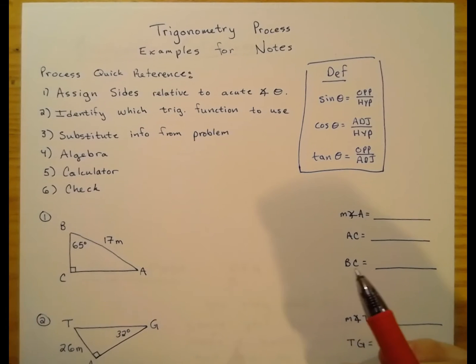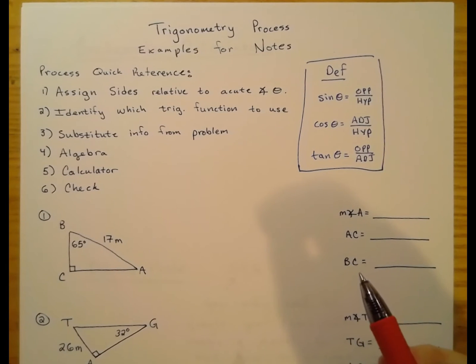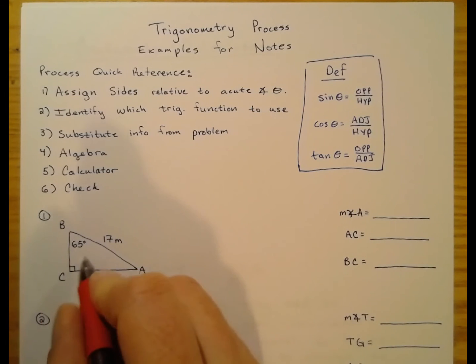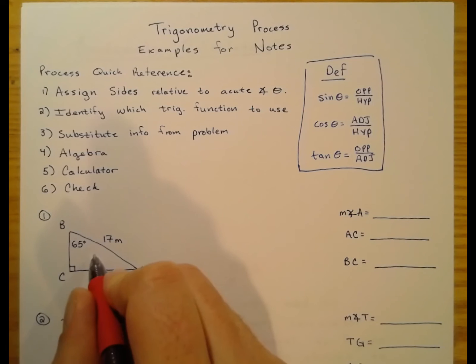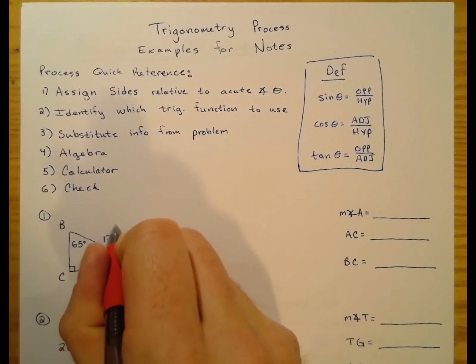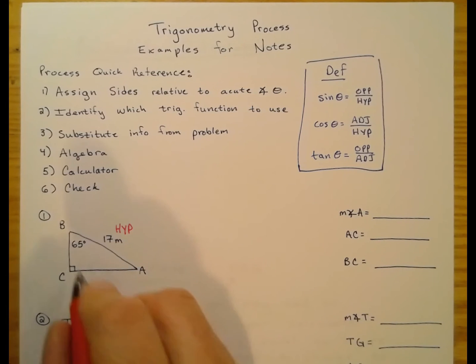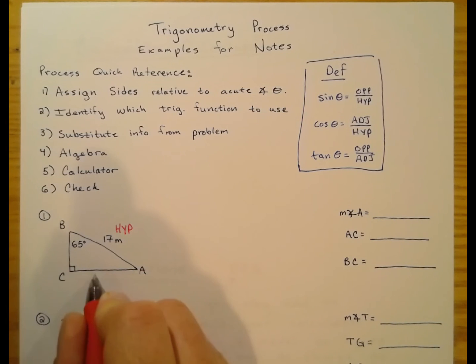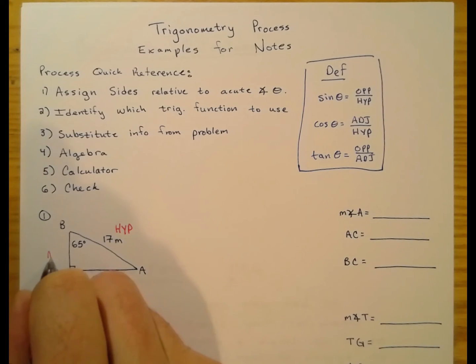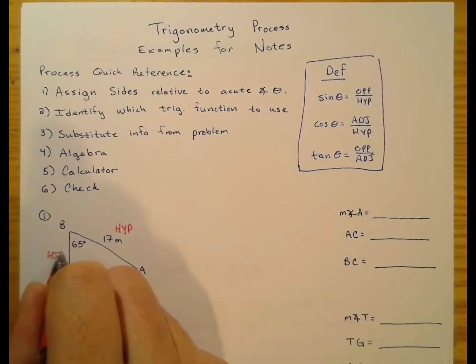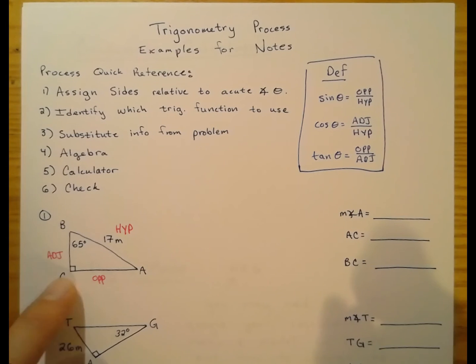All right, first things first. A sip of coffee. And now assign sides. So the hypotenuse side is always opposite the right angle. The side that is opposite the acute angle we're going to use is opposite. And adjacent is the side that touches the acute angle.